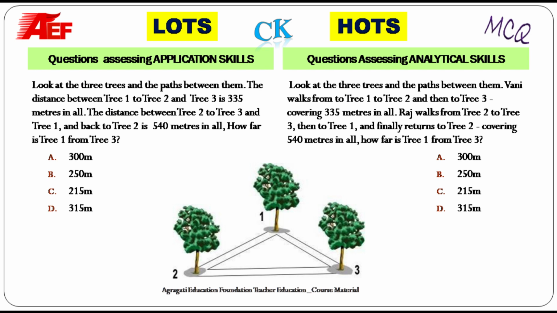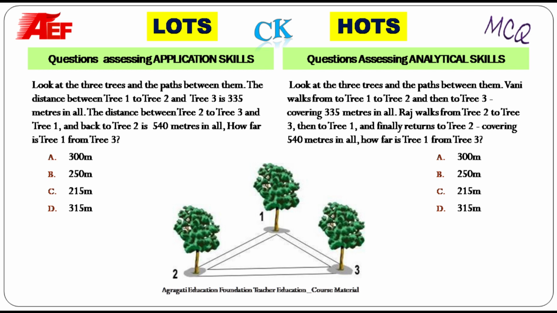analysis involved, because it is a situation based question, and you can see that Vani walks from tree 1 to 2 and then to 3. So the student will apply his thinking and think about one person traveling from tree point 1 to 2 to 3 and measure it and understand that it has 335 meters in all, and then compare it with another person walking from tree 2 to 3 and then to tree 1. So also perceive the change of the trees, the change of the order of the trees.